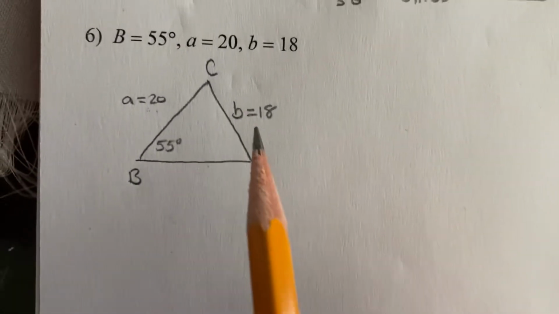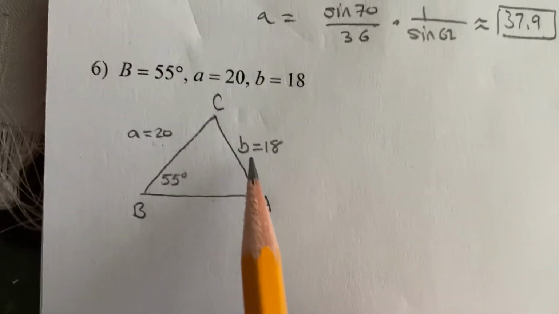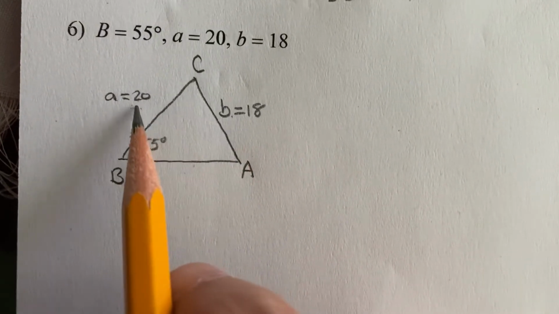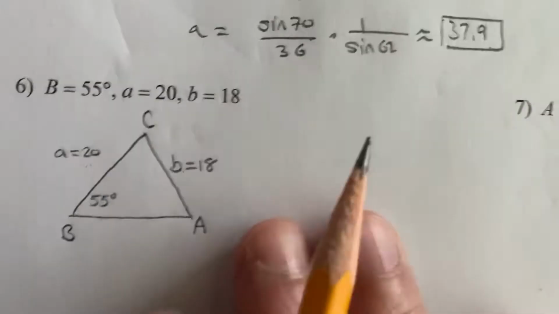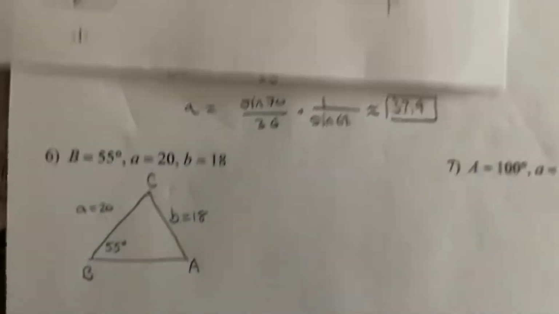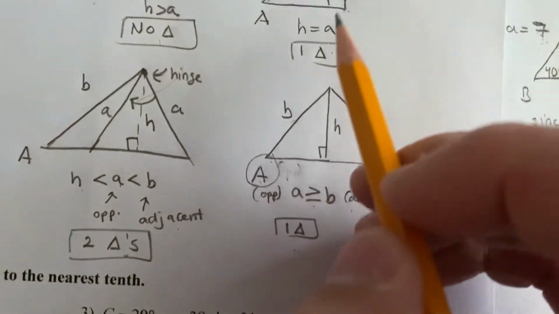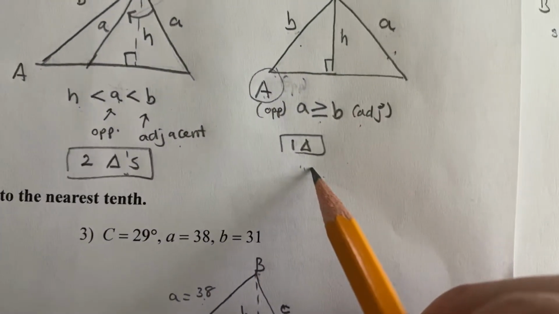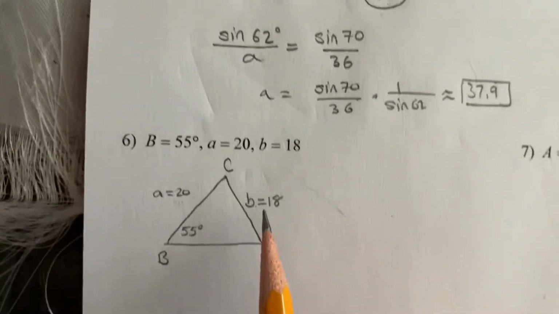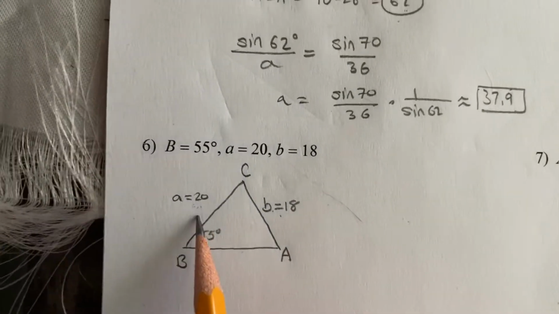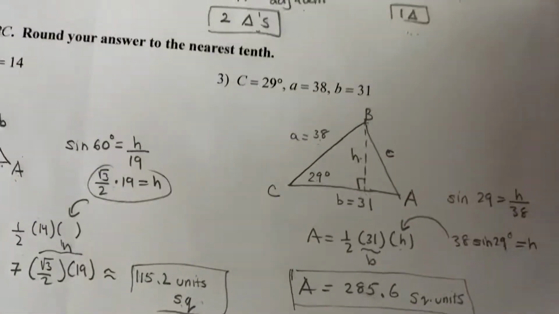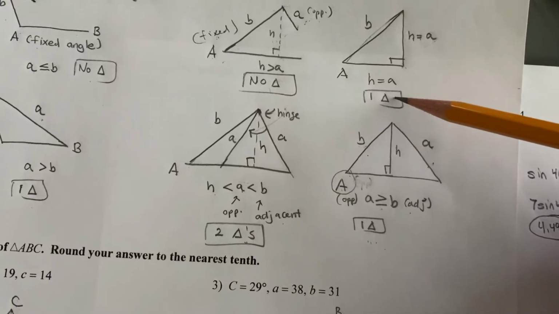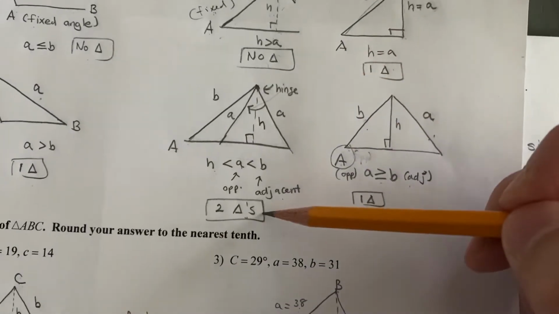Okay, so right off the bat, you do a quick comparison. The opposite side right here is less than the adjacent side, right? Had our opposite side been greater than our adjacent side, then we know there's one triangle. But that's not the case. Our opposite side is less than. So if our opposite side is less than, we have a couple possibilities, and we're either going to have one triangle, no triangle, or two triangles.